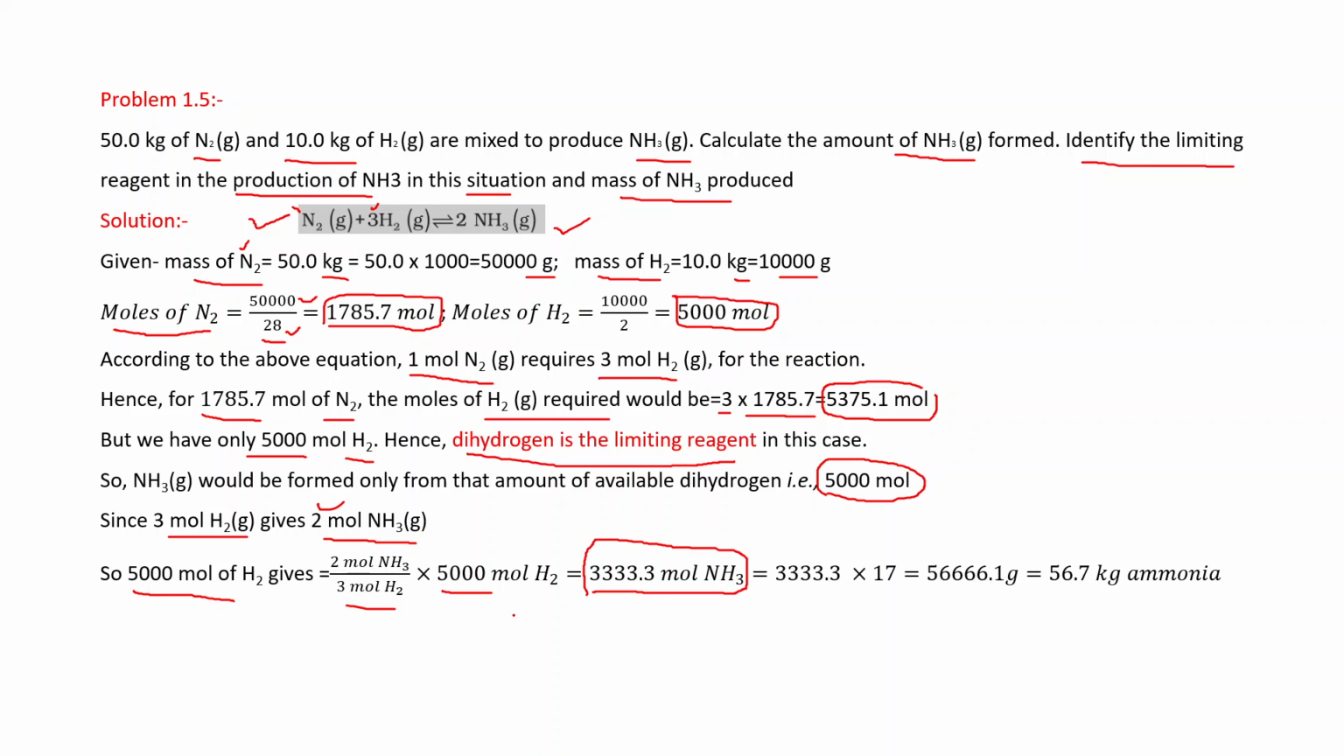Now this mole can be converted into mass if you multiply it by the molar mass of NH3, and the molar mass of NH3 is 17. We will get this in gram, and this gram can be converted into kilogram. By rounding off, we will get this answer.